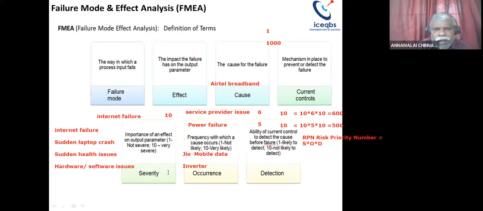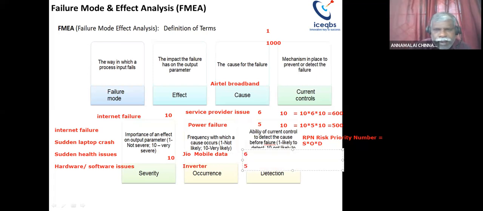So again, for the internet failure, the severity rating remains the same at 10, because as soon as there is internet failure, the service is going to be disrupted. So I give a rating of 10. Occurrence, again, for both the service provider issue and the power failure, there is no change. That is remaining at 6 and 5.